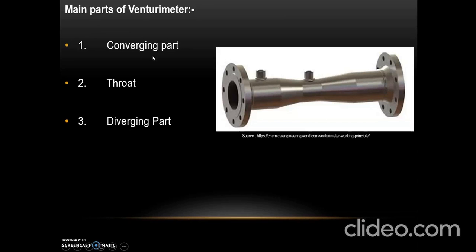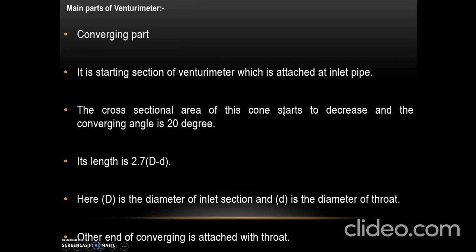It has three parts, that is, converging part where the diameter decreases. Then we have throat section. Then there is a diverging part where the cross-sectional area of the venturimeter increases. So the converging part is a starting section of venturimeter which is attached at the inlet of the pipe.